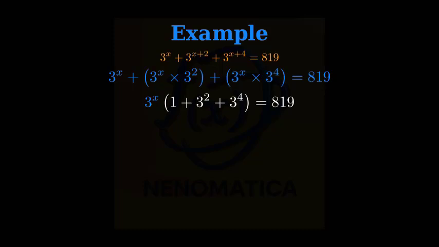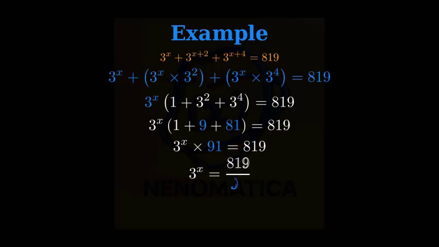Let's evaluate the values in the parentheses. 3 squared equals 9, and 3 to the power 4 equals 81. Now we add the numbers inside the parentheses. 1 plus 9 plus 81 gives us 91. To isolate 3 to the power x, we need to divide both sides by 91. Let's simplify the fraction on the right side. 819 divided by 91 equals 9.